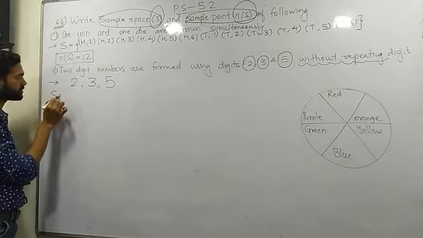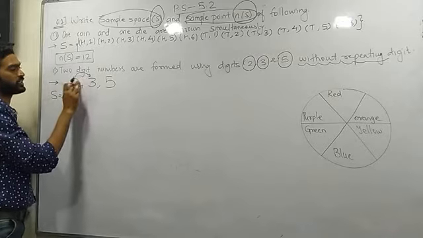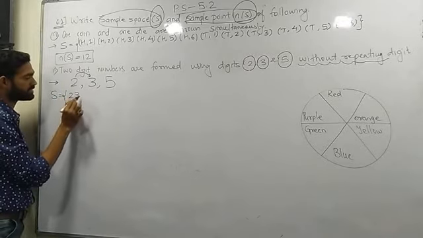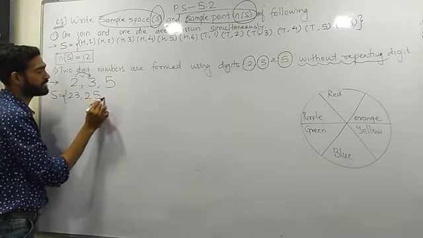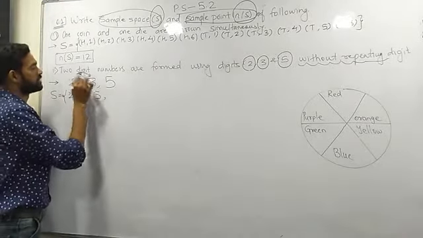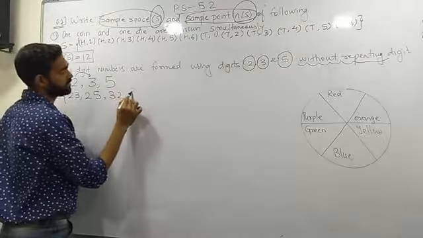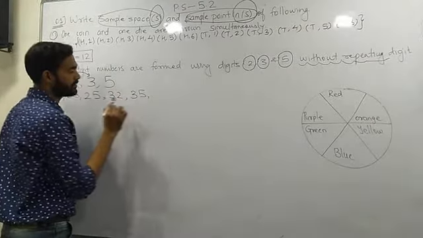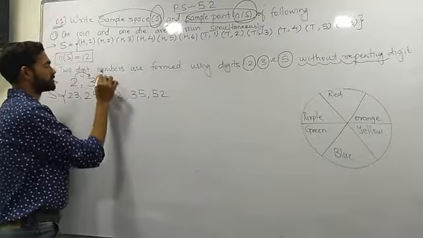So the sample space: 2 will go and join with 3, that is 23. Then 2, 5, 25. Next 3, 2, 32. 3, 5, 35. Next 5, 2, 52. Last one, 5, 3, 53.